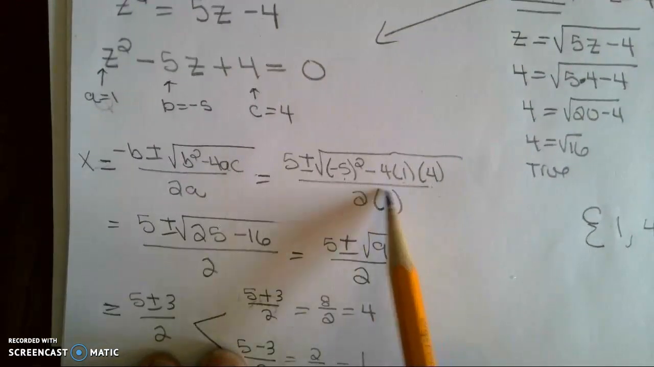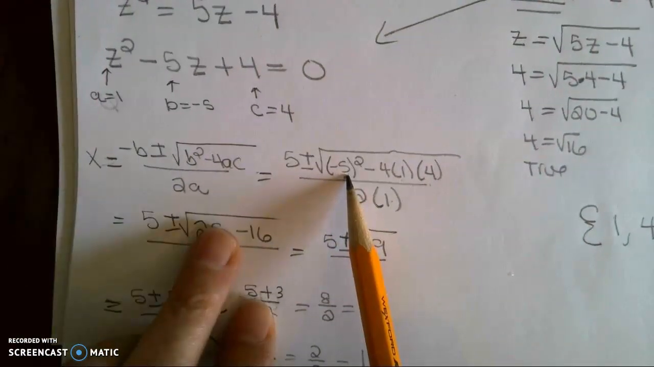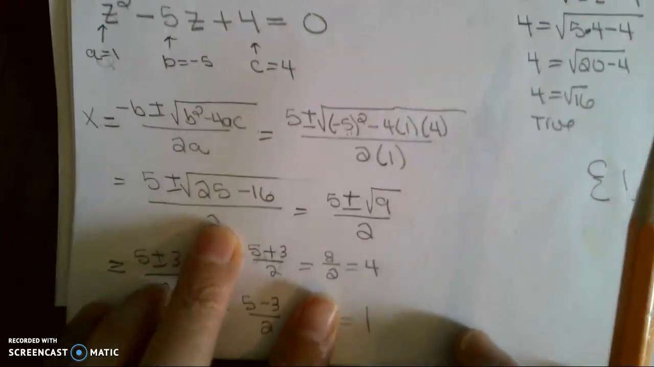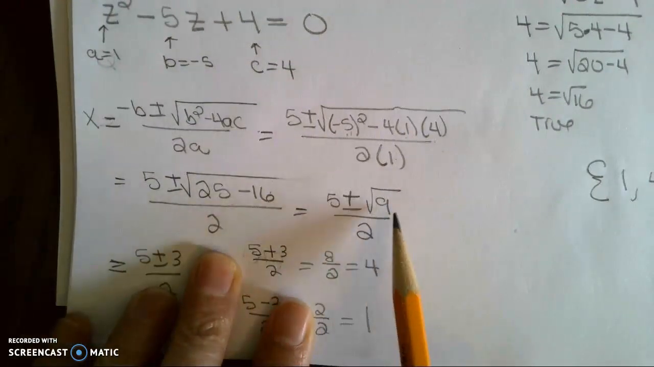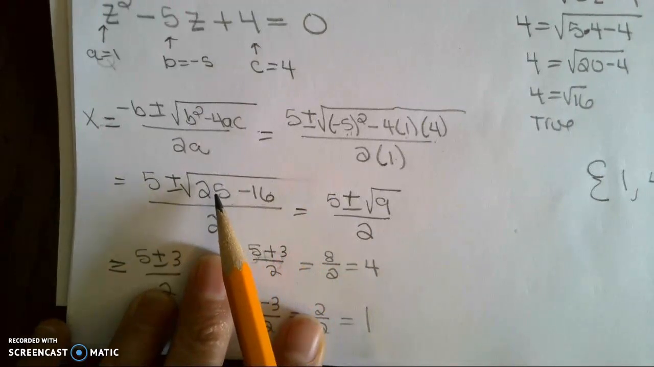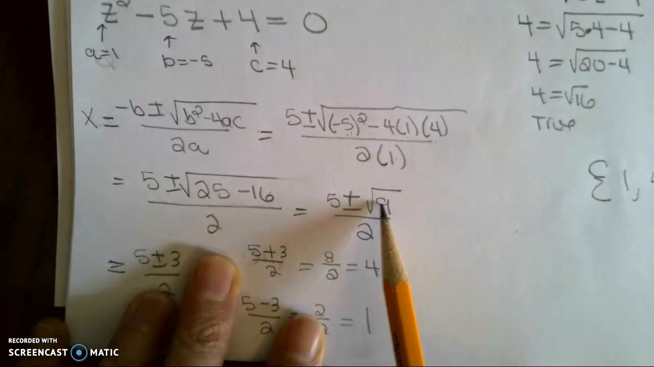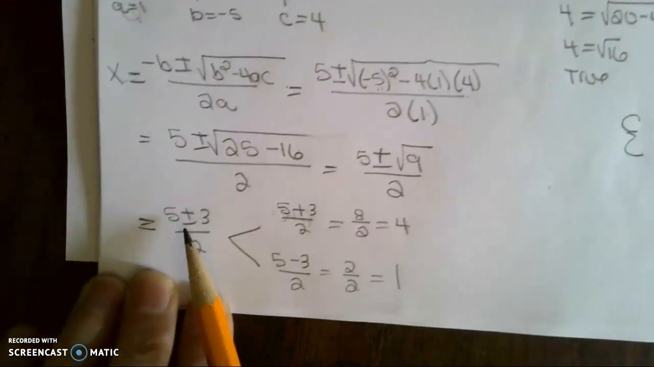Okay, the denominator just becomes 2. This becomes 25. And 4 times 1 times 4 gives me 16. From here to here, all I did was add the two things in the radical. I guess subtract. 25 minus 16 gives me 9. The square root of 9 is 3.